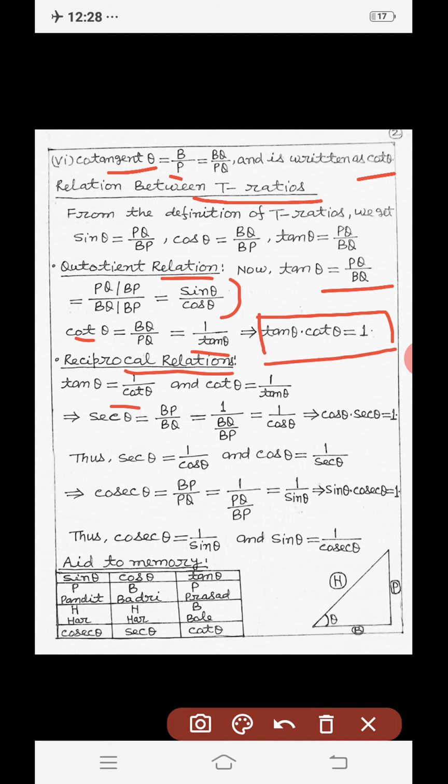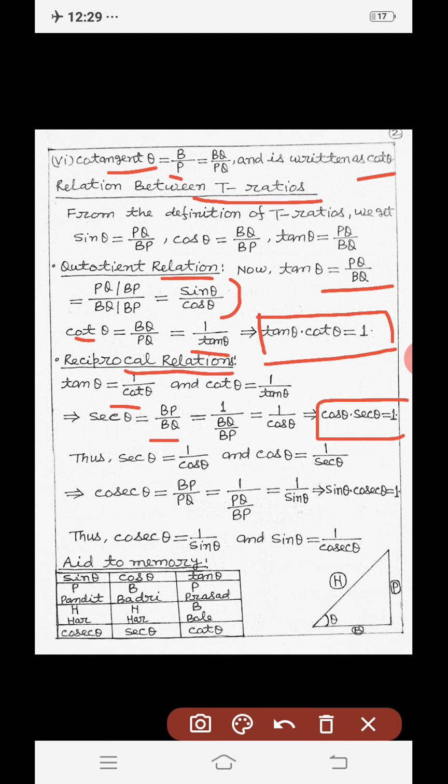Similarly, sec theta and cosec theta are reciprocals to each other. Sec theta is equal to BP by BQ, and this can be written as 1 by BQ by BP, and from above we get BQ by BP equal to cos theta. So sec theta is equal to 1 by cos theta, and product of sec theta and cos theta equal to 1. That is cos theta into sec theta equal to 1. Thus sec theta is equal to 1 by cos theta, and cos theta is equal to 1 by sec theta.